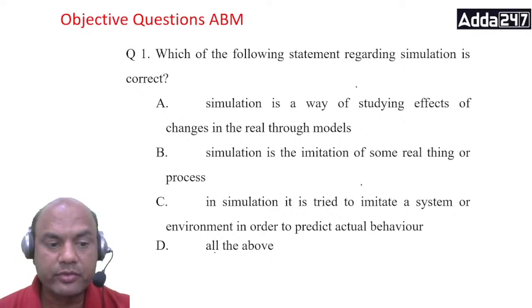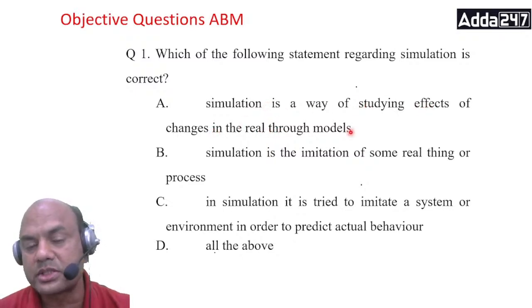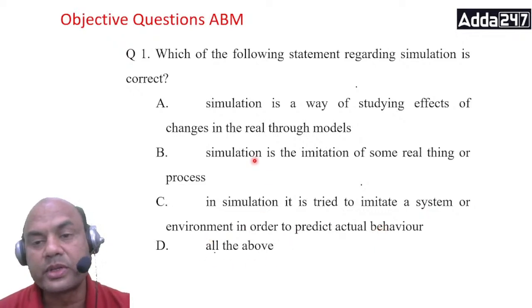Let's see. First one: A. Simulation is a way of studying effects of changes in the real world through models. So is simulation the same? B. Simulation is the imitation of some real thing or the process. C. In simulation, it is tried to imitate a system or environment in order to predict the actual behavior. And D. All of the above. Now, firstly, understand what is simulation.